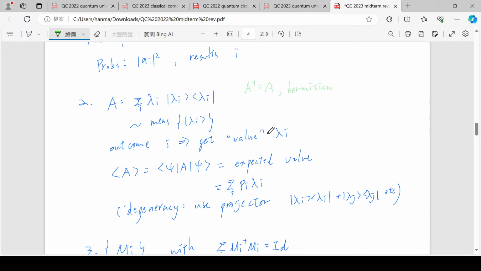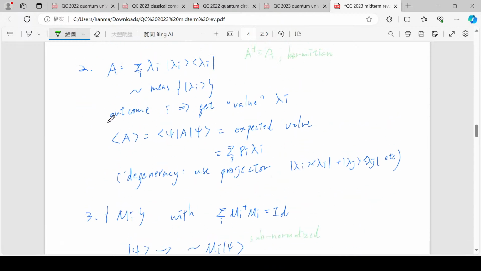And one thing you can prove is the expected value of measuring this operator A on some psi. This notation is a bit funny because sometimes we omit psi, but usually it's clear. So when you measure psi on this operator A, the expected value will be the sandwich of A between psi, so bra psi A ket psi.